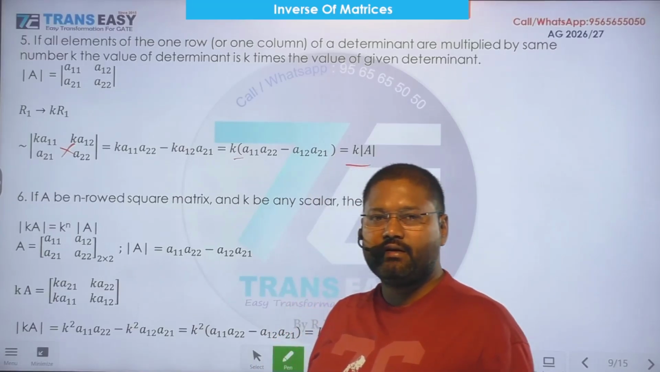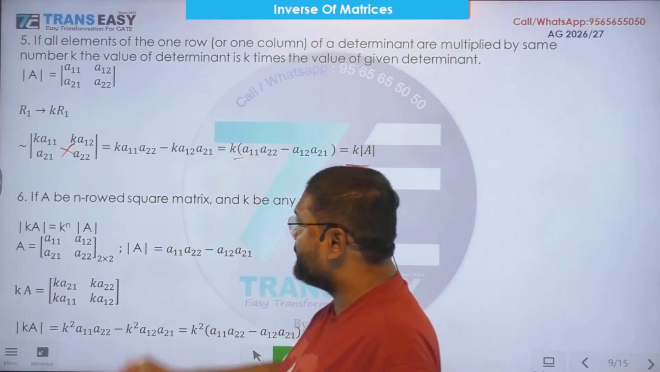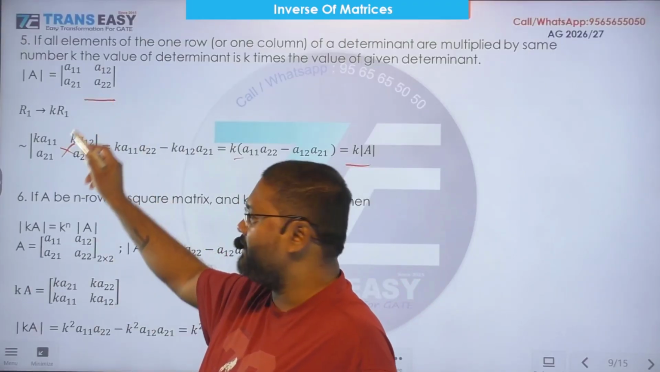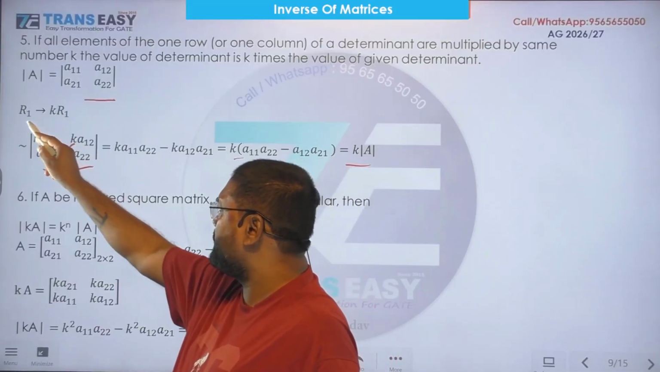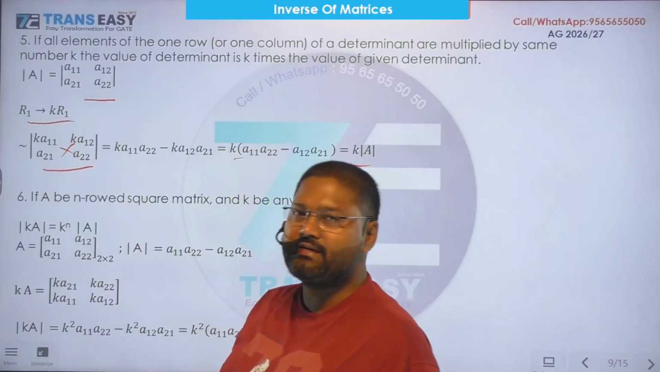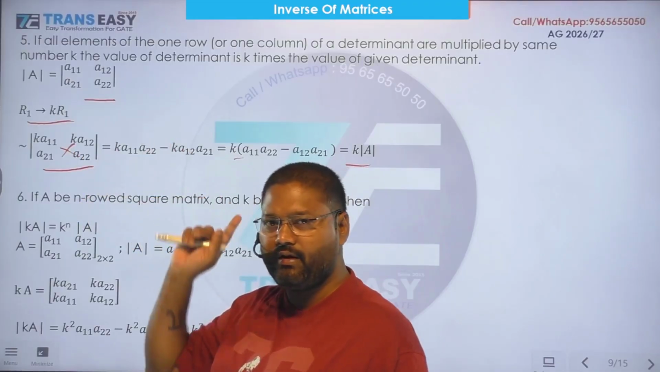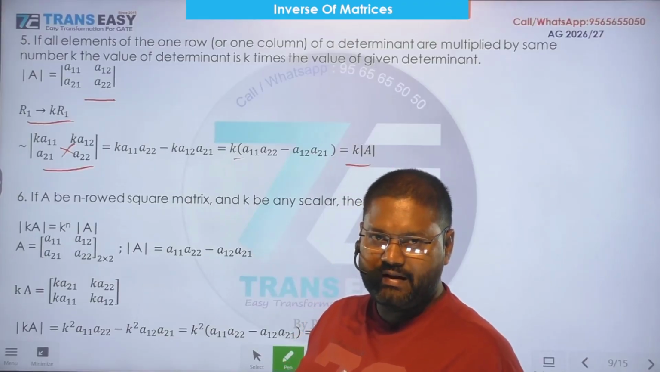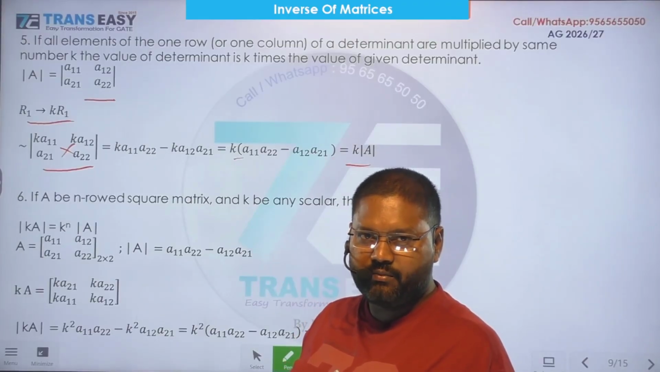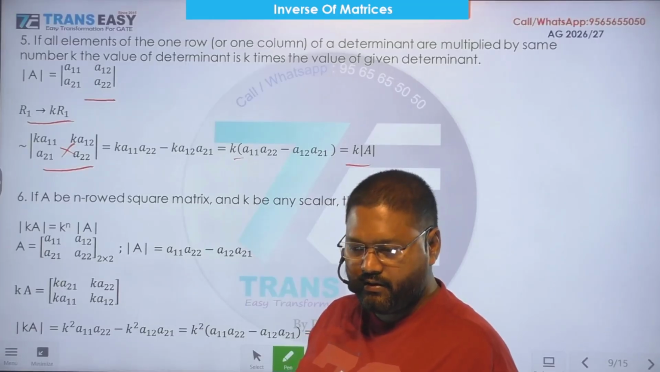So k times the original determinant. This is the original and this is the determinant obtained by applying this elementary transformation. किसी रो के सभी एलिमेंट्स में अगर आपने सेम नंबर k से मल्टीप्लाई कर दिया, तो डिटर्मिनेंट की जो वैल्यू आएगी, रिजल्टिंग डिटर्मिनेंट की वैल्यू k टाइम्स ओरिजिनल डिटर्मिनेंट.